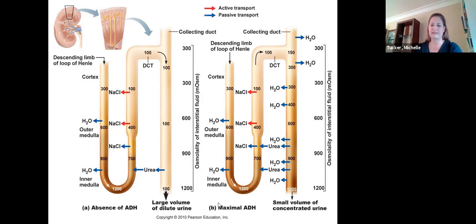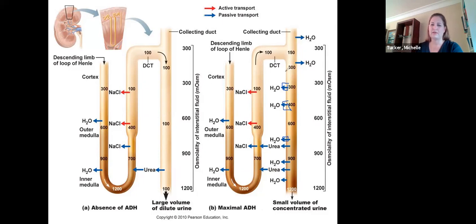If somebody is like most of us, we don't drink enough water, then our body realizes that we are dehydrated. Depending on how dehydrated we are, the posterior pituitary secretes antidiuretic hormone. Antidiuretic hormone is going to move aquaporins into the membrane of that collecting duct.